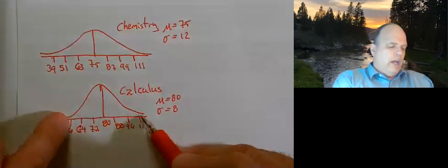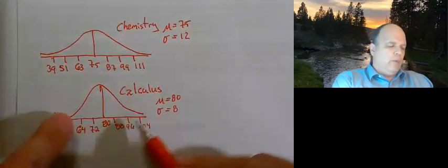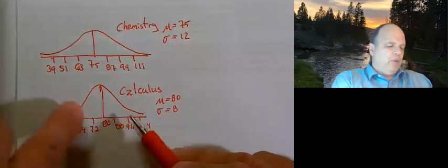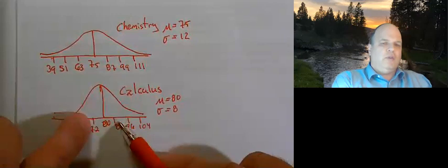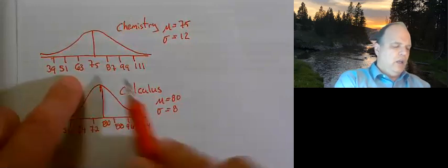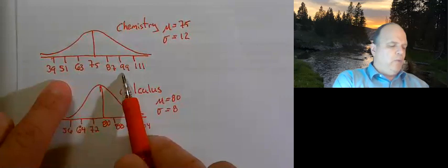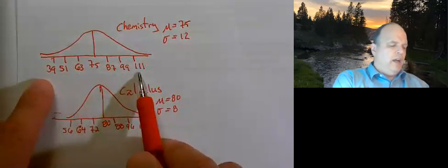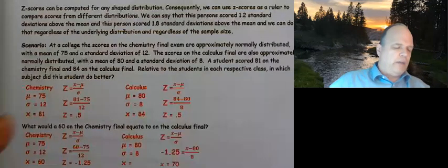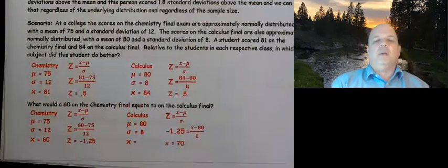So I know that for calculus, 99.7% is between 56 and 104, 95% is between 64 and 96, and 68% is between 72 and 88. For chemistry, 68% is between 63 and 87, 95% is between 51 and 99, and 99.7% is between 39 and 111. I don't know if they gave extra credit or not, but that's the way it would actually work. I'm not going to rework this problem because this is what we previously did. All right. Thank you.